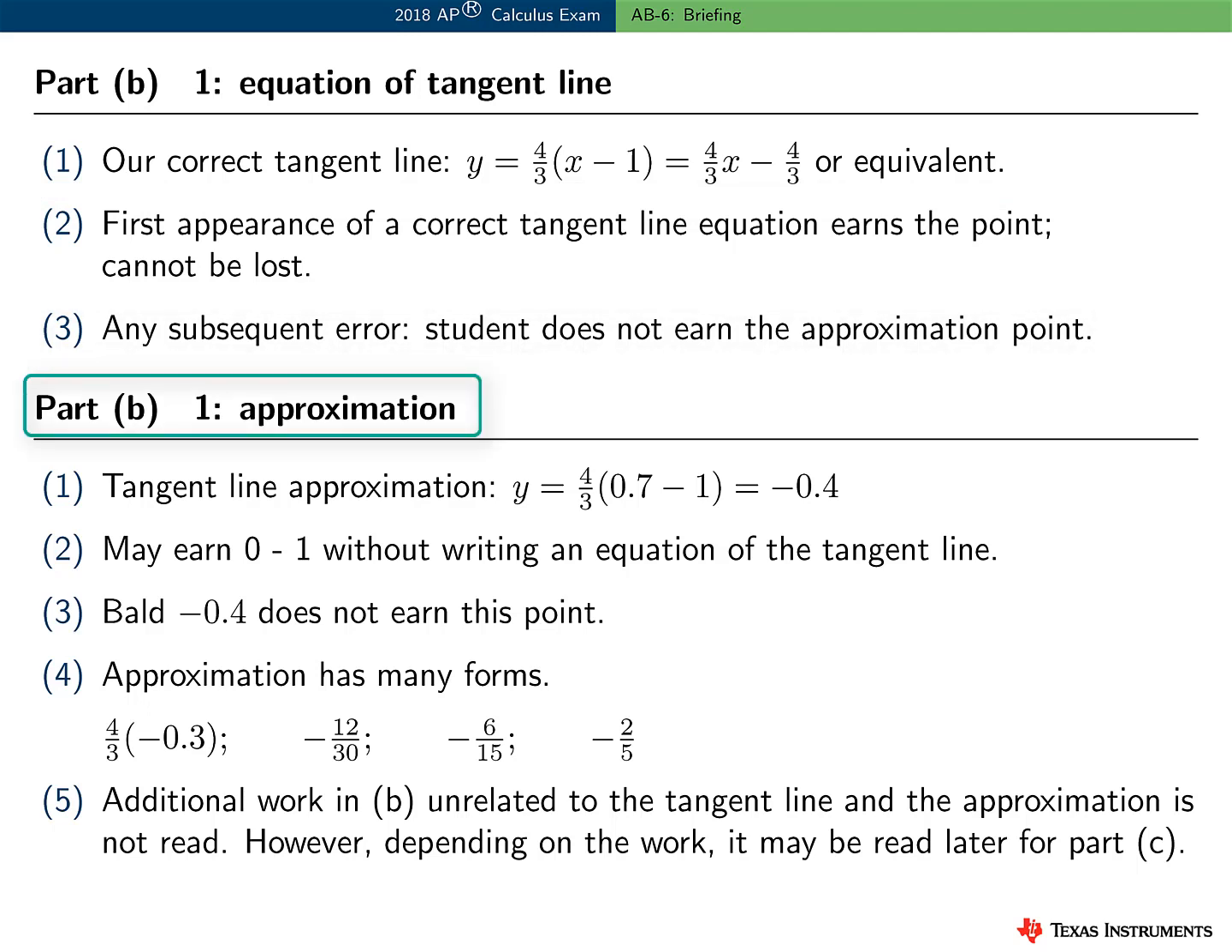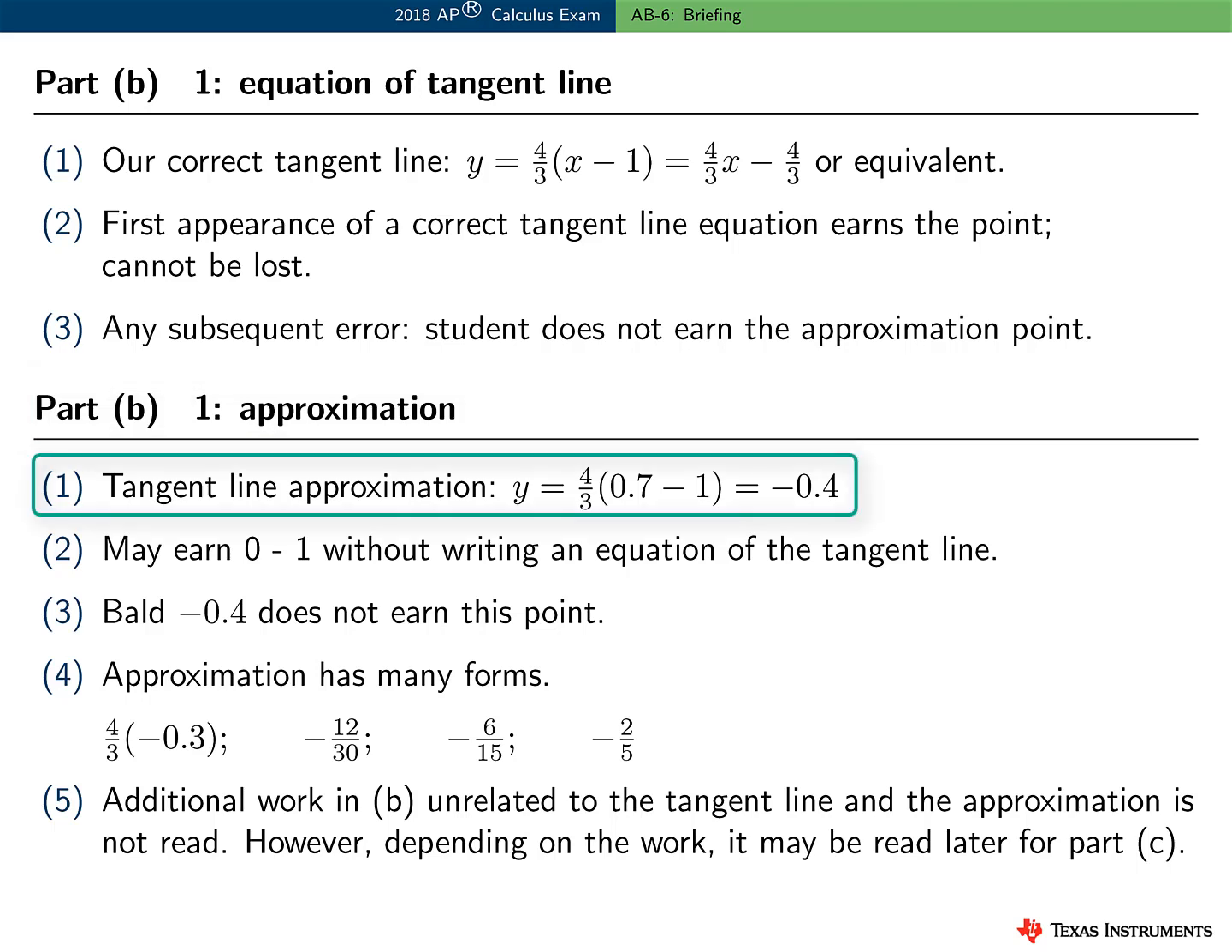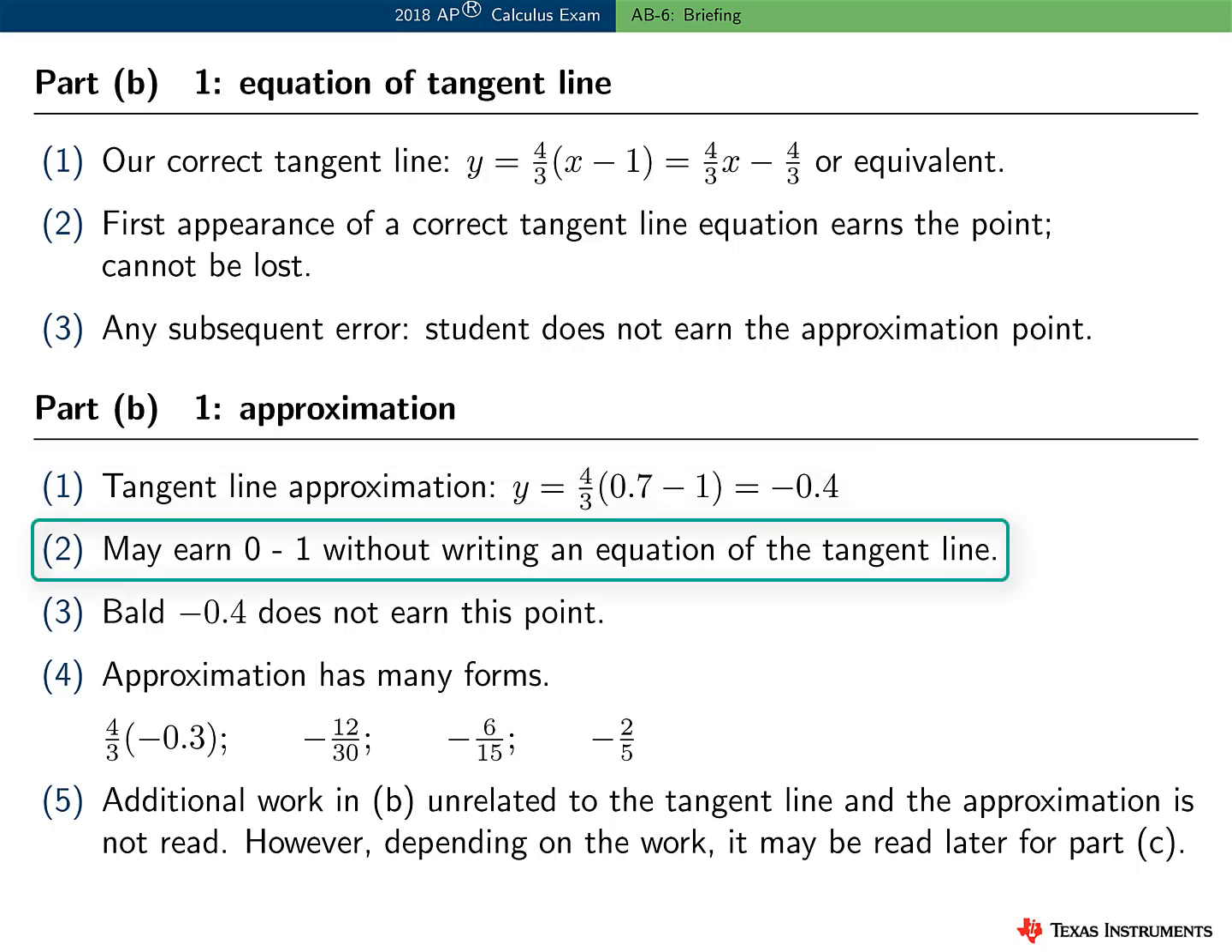The second point in part B was for the approximation, -0.4. And remember, this approximation is a final numerical answer, so it does not need to be simplified. It was possible here to earn a 0.1 in part B without writing an equation of the tangent line. Note that this question did ask for an equation, so there was a point allotted to this response.